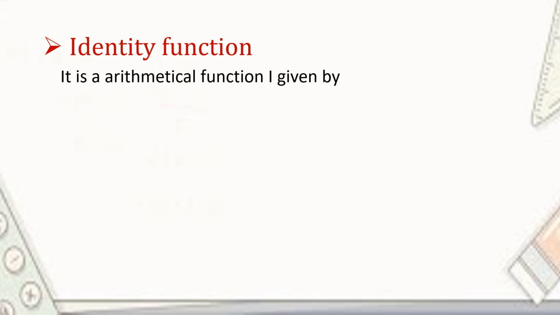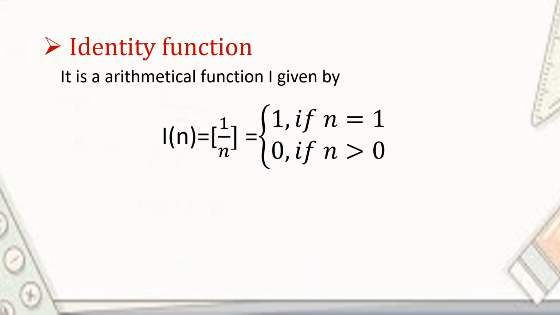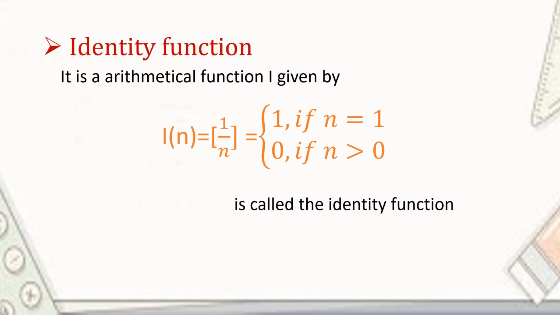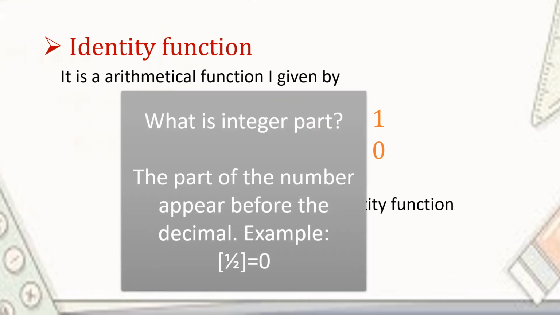Identity function. The identity function is an arithmetical function denoted by capital I and it is defined as I of n is equal to the integer part of 1 by n, which is equal to 1 if n is equal to 1, or 0 if n is greater than 1. Then what is the integer part? The integer part of a number is what appears before the decimal. For example, 1 by 2 is 0.5. The integer part of 1 by 2 is 0.